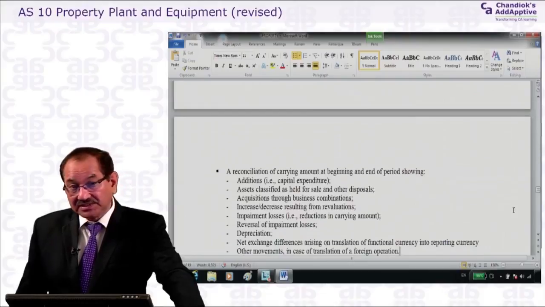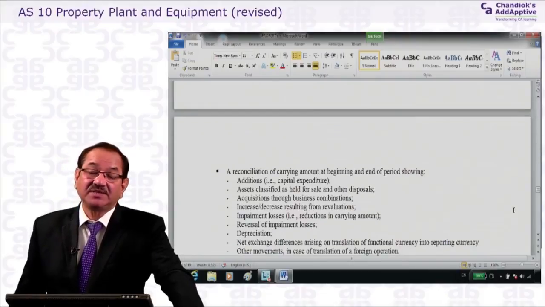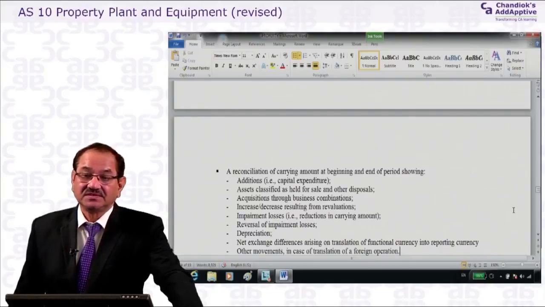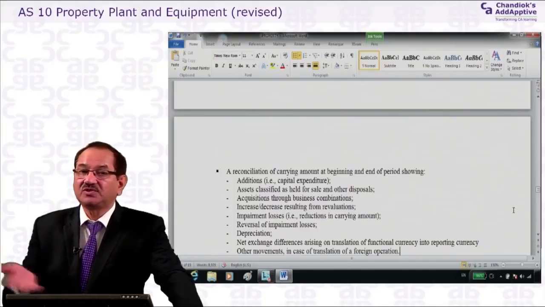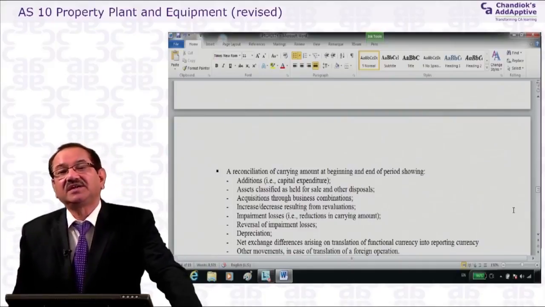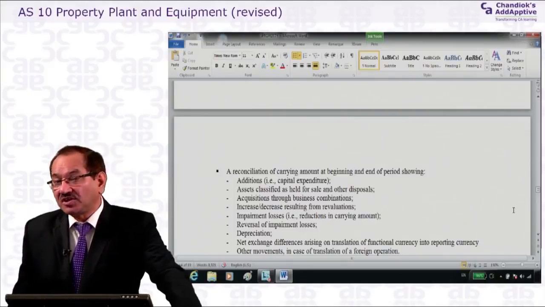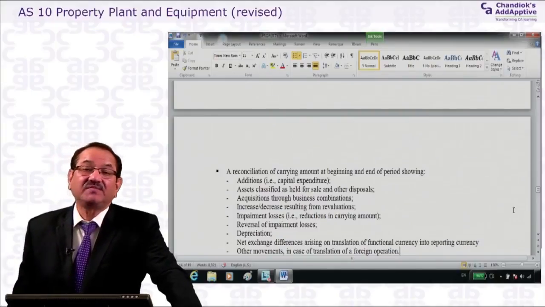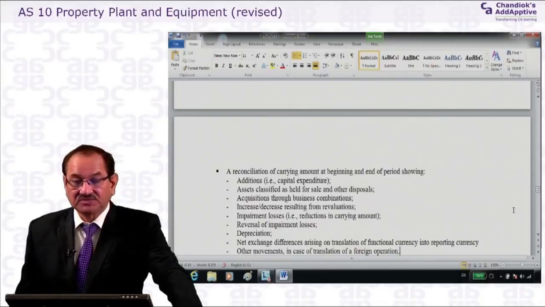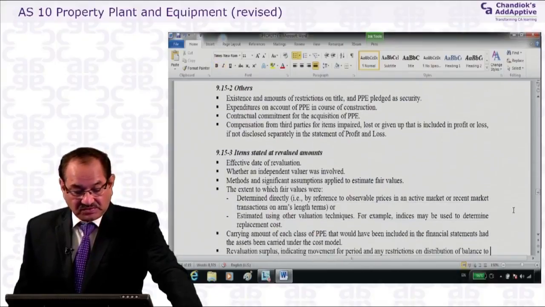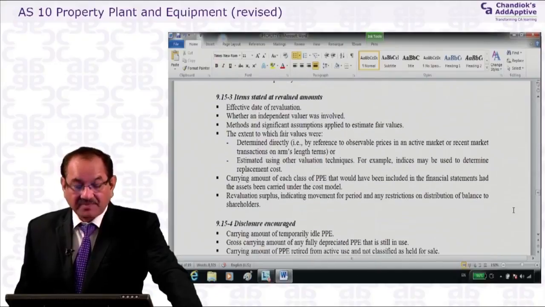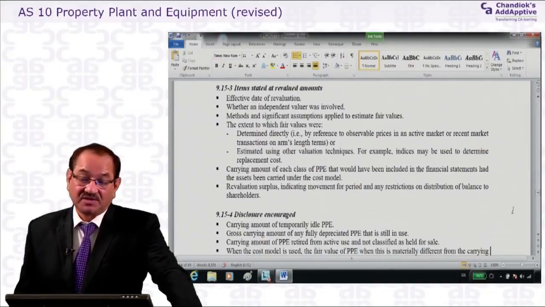Now, this standard also requires that if the company follows the cost model, they please disclose the fair value of those assets. If they follow the revalued model, then they need not disclose because that is already recognized in the financial statements. But if it follows the cost model, then they say what is the fair value of those assets, and they should disclose. They have very detailed guidelines for the revaluations.